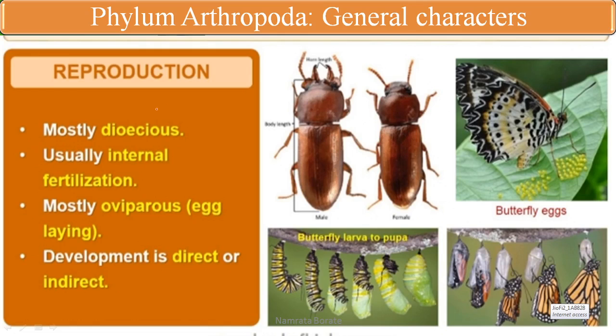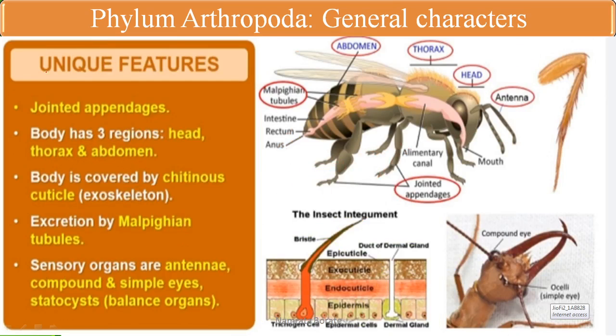The next is about reproduction. These organisms are mostly dioecious, that is male and female individuals are separate. Usually there is internal fertilization. They are mostly oviparous, means they are egg laying. And development is direct or indirect. The next are the special characteristic features of the phylum Arthropoda. There is a presence of jointed appendages, means jointed legs.